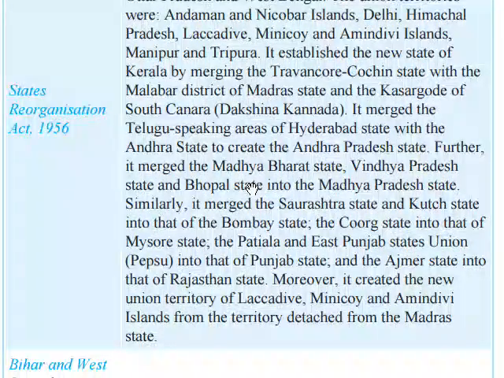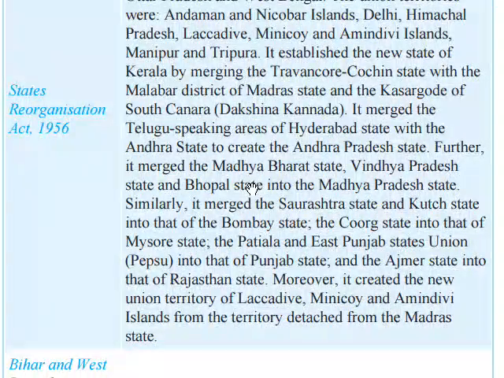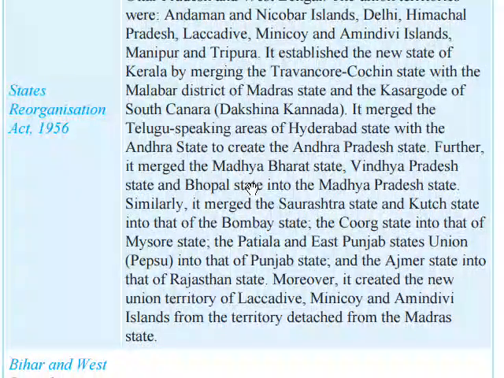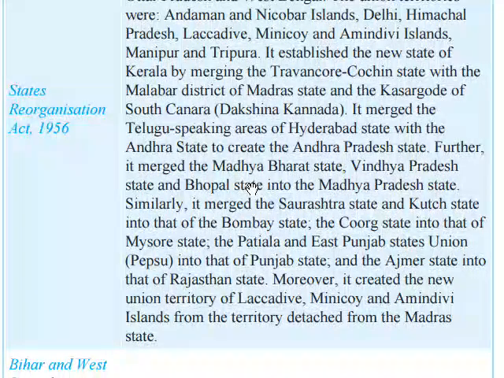It established the new state of Kerala by merging the Travancore Cochin state with the Malabar district of Madras state and Kasargod of South Kanara. It merged the Telugu speaking areas of Hyderabad state with Andhra to create the Andhra Pradesh state. It merged the Madhya Bharat state and Bhopal state into the Madhya Pradesh state.